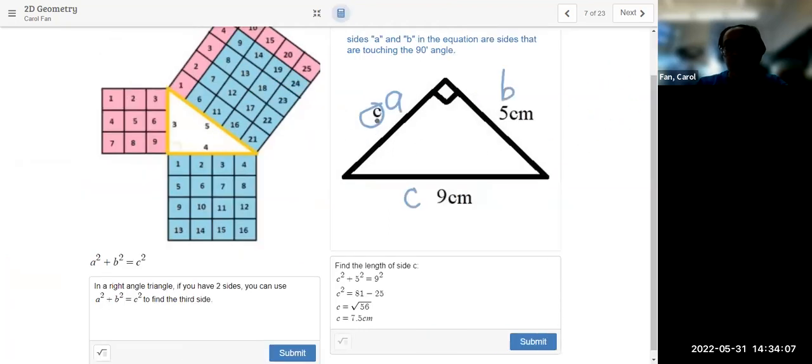Now, I purposely gave an example where C is in the position of A. The equation A and B, these are just markers. It could have said x squared plus y squared is equal to z squared. But the main idea is that the 2 sides that are touching the 90-degree angle, if I square them, then it's going to equal the square of the hypotenuse. And the hypotenuse is the side that's across from the 90-degree angle.